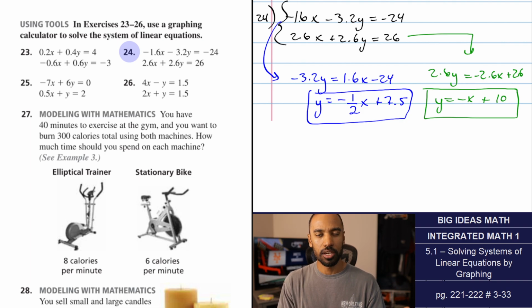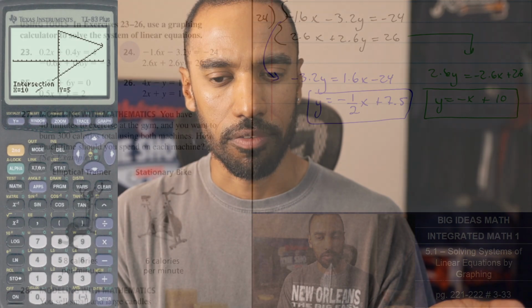This would be a good time when we're solving by graphing to get decimal answers. Not like repeated decimal answers, but like a 0.5 answer. And that might happen here with that 7.5. I don't know for sure. Negative 1/2 x plus 7.5. And then this other one I have negative x plus 10. Let's see where this one goes.